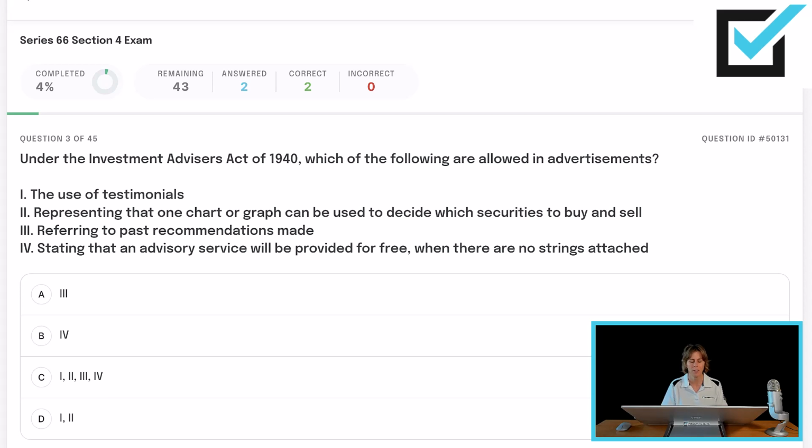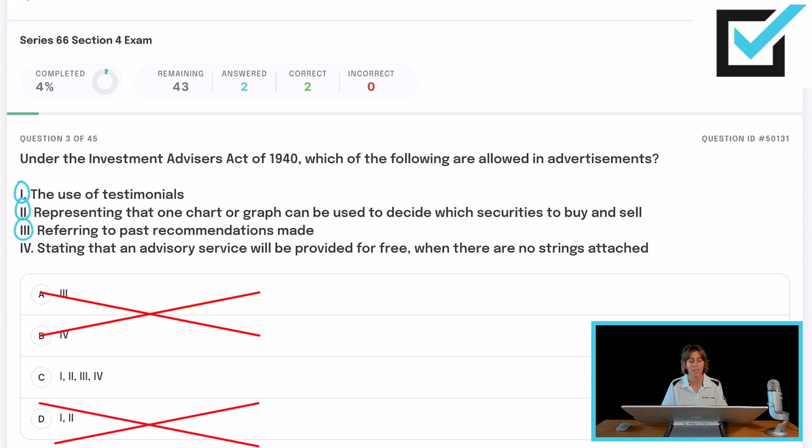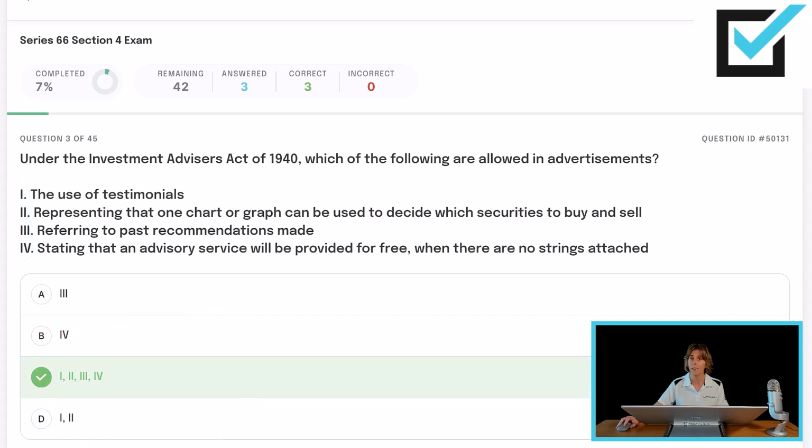Under the Investment Advisors Act of 1940, which of the following are allowed in advertisements? So this is under federal law. The use of testimonials is allowed under the marketing rule. So 1 is part of the correct answer, so I can get rid of A and B. 2, representing that one chart or graph can be used to decide which securities to buy and sell. That is allowed today, as long as the firm actually uses that chart or graph. Referring to past recommendations made is allowed. Stating that an advisory service will be provided for free when there are no strings attached. That is also allowed. So all 4 of those under federal securities law today are allowed.